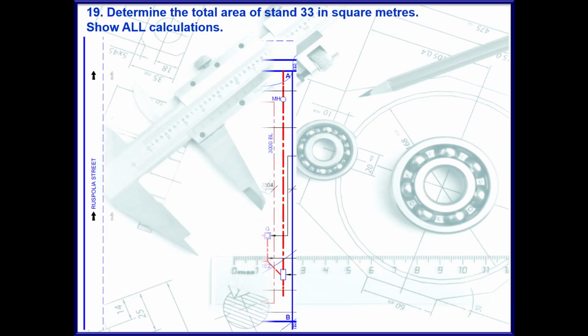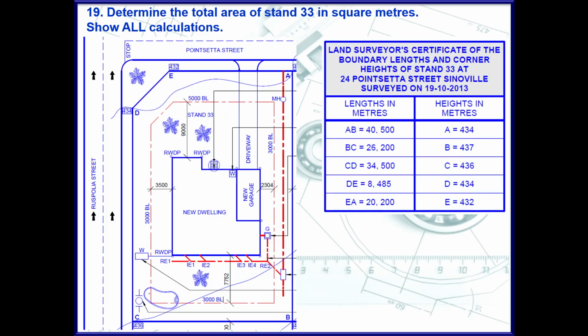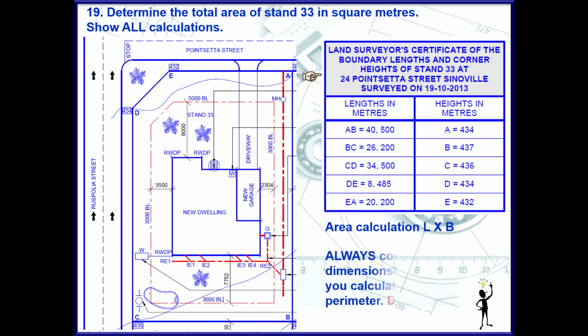Question 19. Determine the total area of stand 33 in square meters and show all calculations. So if we can take a look at our site plan and our land survey certificate that shows the boundary length, please take note that for area calculation for site plans and floor plans, we will always use length times breadth. It's also very important, convert your dimensions to meters before you calculate area or perimeter, which means you need to divide by 1,000.